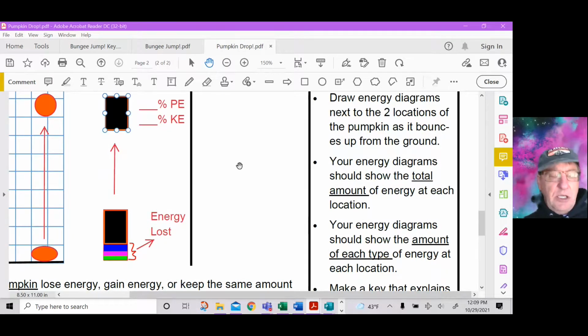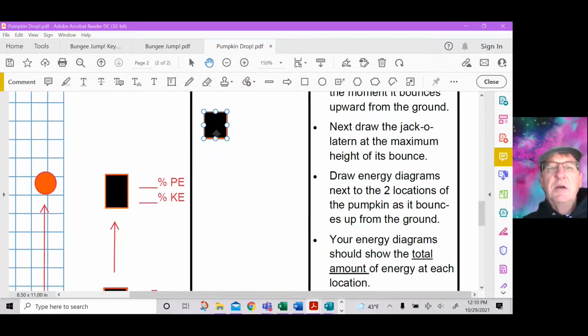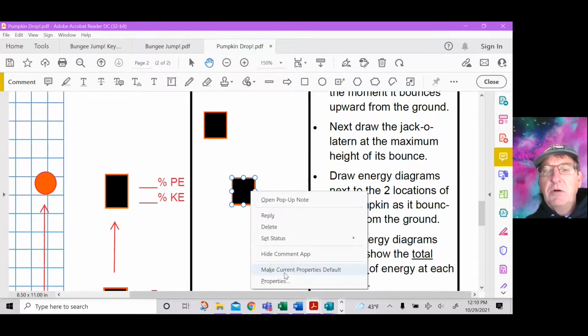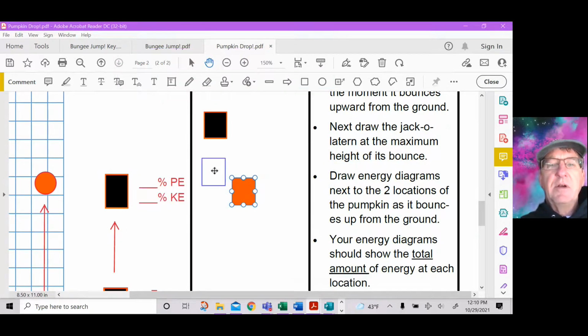Next, we need to make a key. I'm going to command and paste this guy. I'm going to have that be on my key. How many colors do I have to put on my key now? I need that. Command to paste that. I'm going to turn it to orange just in case I need that potential energy too. These diagrams should match from page 1 to page 2, right?